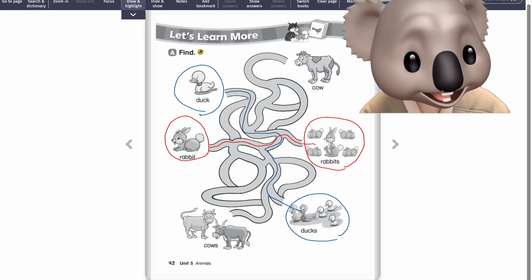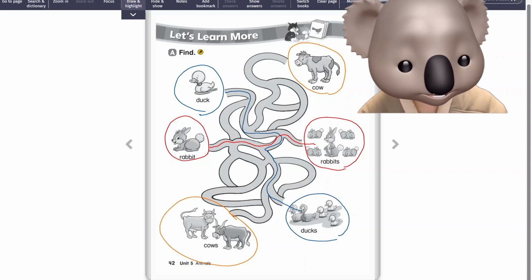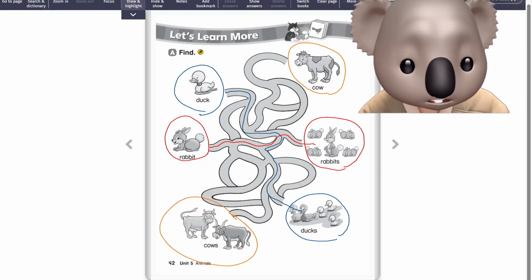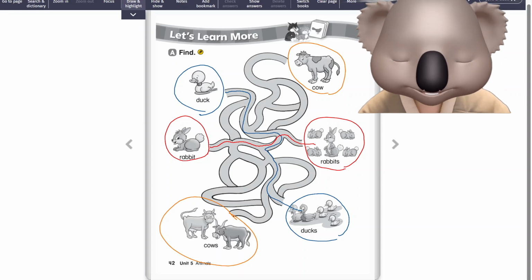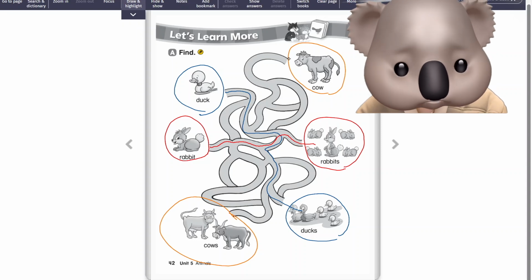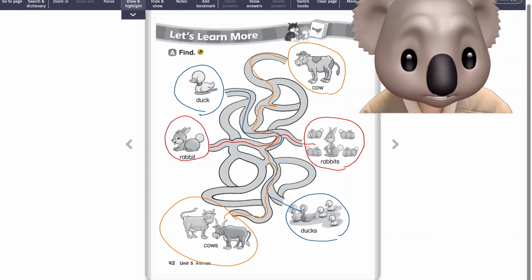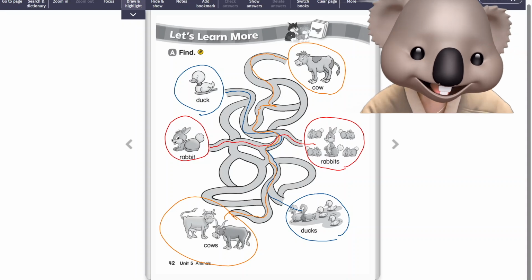Now let's go to the cow. We have 1 cow here, many cows here. Ready? 이건 좀 멀어. This one's a little far away, but that's okay. We can do it. Ready? Whoa, we did it! That one was a little hard. Check your answers and let's go to the next page.